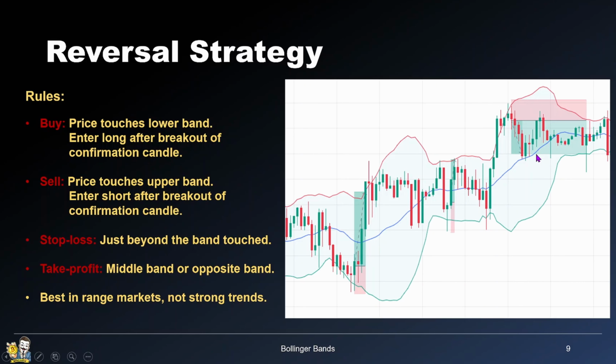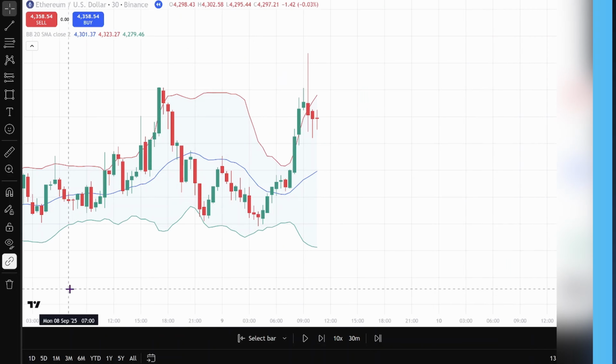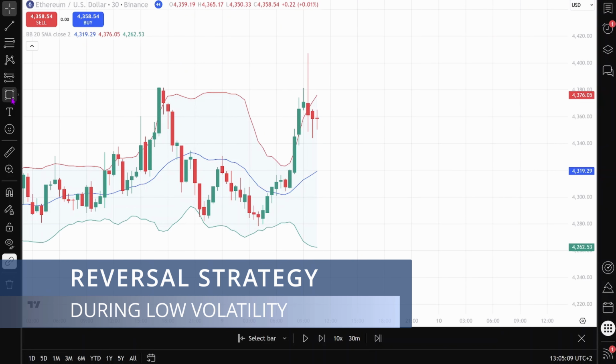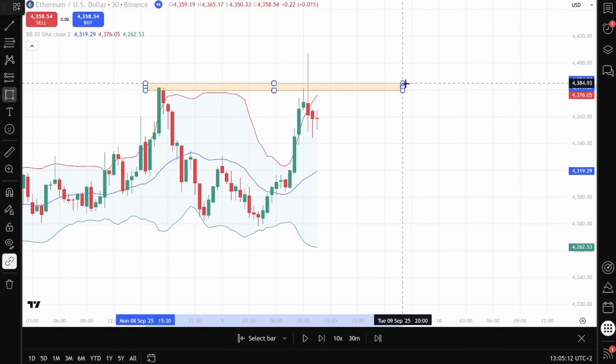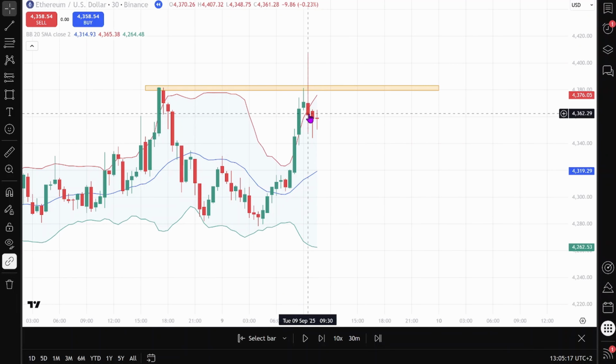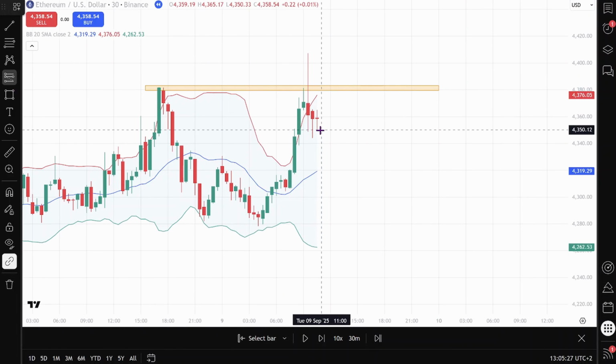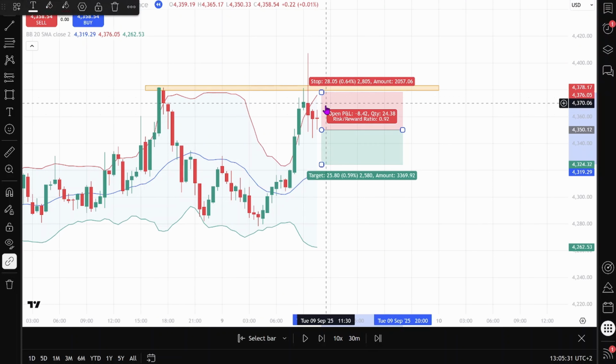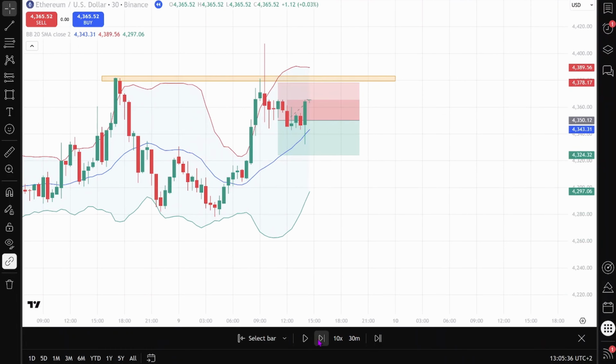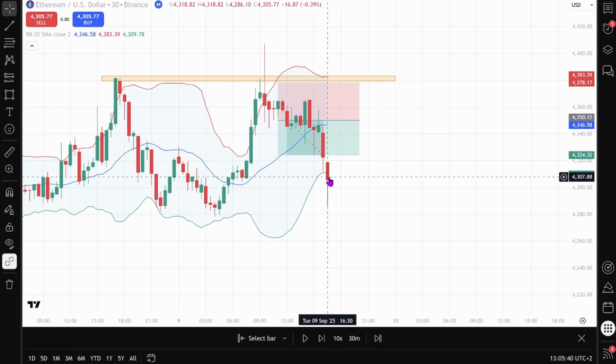Keep in mind, this strategy works best in ranging markets, not during strong trends. Now let's test the strategy on TradingView with Ethereum. First, we spot a resistance level. This candle pushes above the resistance and the upper band, but look at that big wick. Clear rejection. On top of that, we see a hanging man, here, and a doji. So we've got multiple signals pointing to a reversal. That's where we take a short trade, placing the stop just above the upper band, and we close the trade once price drops through the lower band. It happens right there.